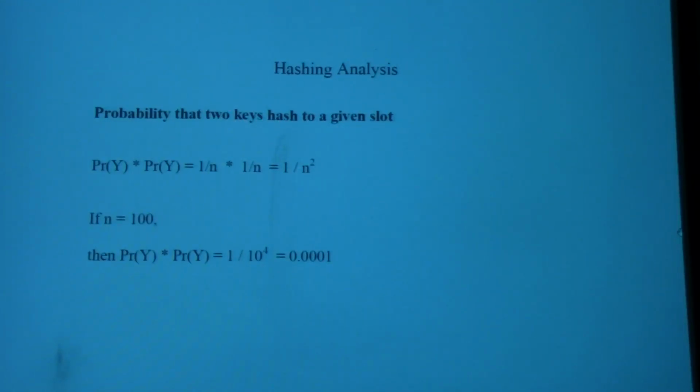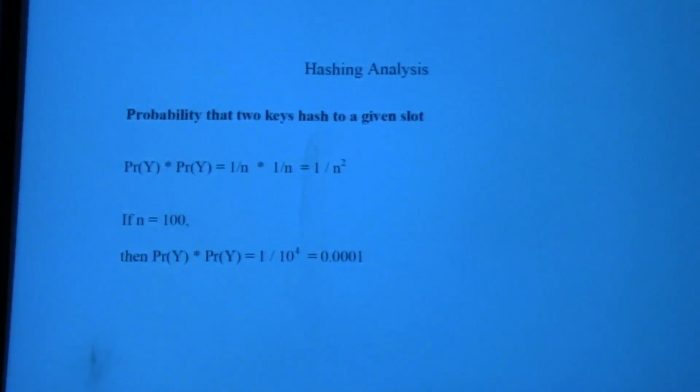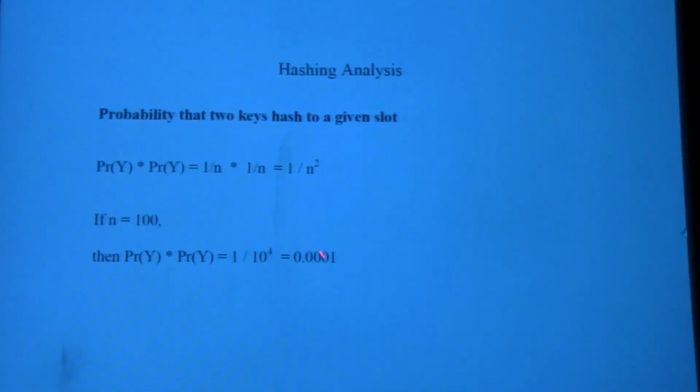Okay, so the probability that two keys hash to a given slot. You take a slot, and you're going to have a key hash to it. What's the probability that two keys are going to hash to a given slot? Well, the probability that the first one comes into the slot is going to be 1 over n. So I have a hash table, I'm picking this slot. What's the probability this key goes here? 1 over n. And the second one comes in, what's the probability it hits the same slot? 1 over n. So the probability of both of them hitting the same slot is going to be 1 over n squared. So if n is equal to 100, it's going to be 1 over 100 times 1 over 100, which is going to be 1 over 10,000, 0.0001. Make sense?